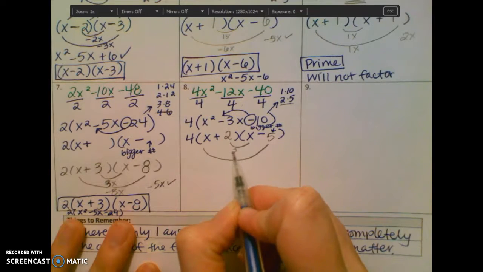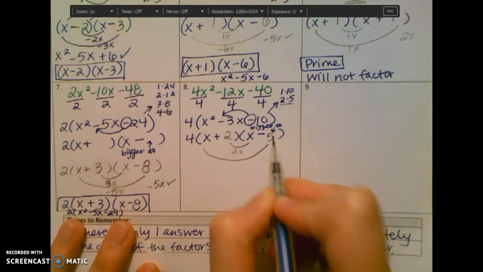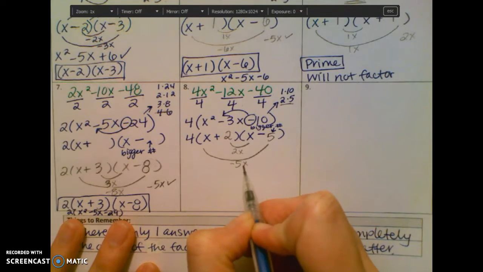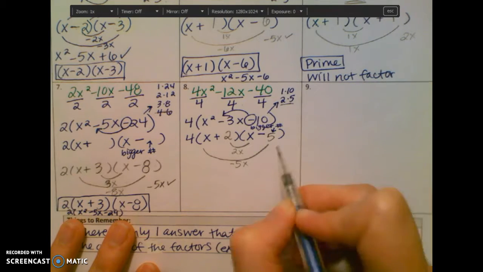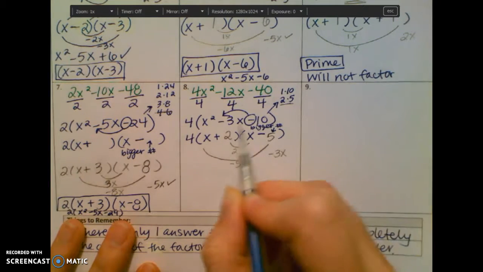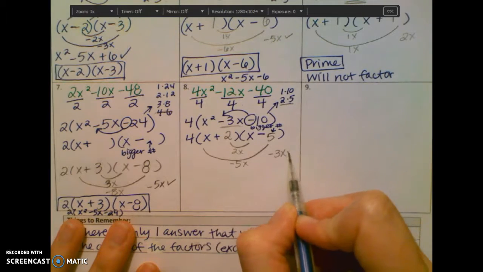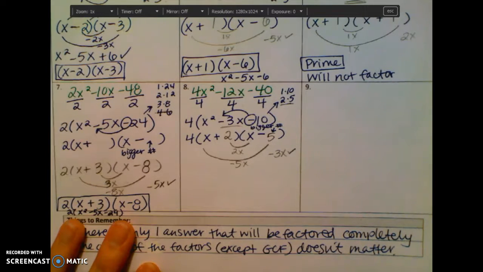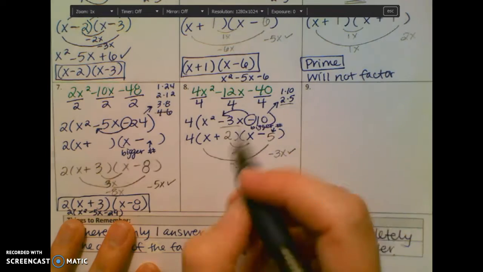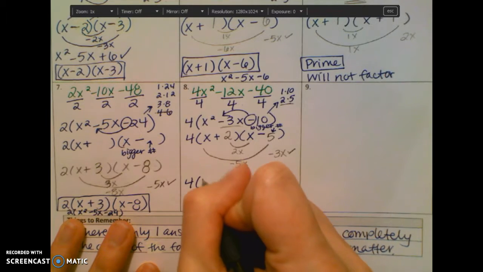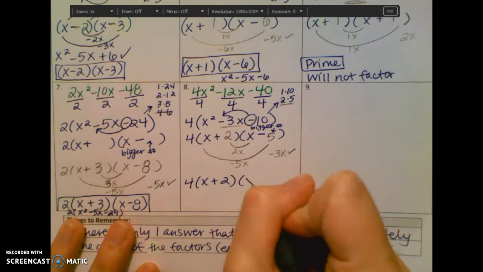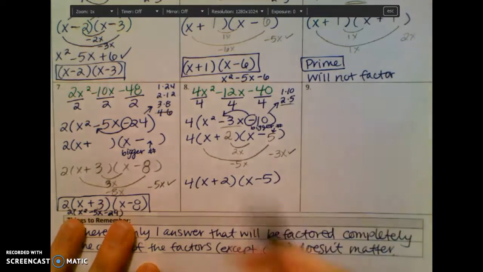So this gives me a 2x. 5 times negative x gives me a negative 5x. Then I add those up, and I have a negative 3x. Is that what I want? Yes, it is. I wanted a negative 3x. So I know that those will work. So then I have 4 times x plus 2 times x minus 5. I think that's my answer.